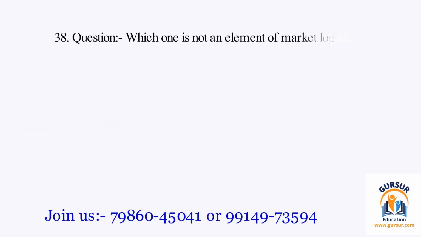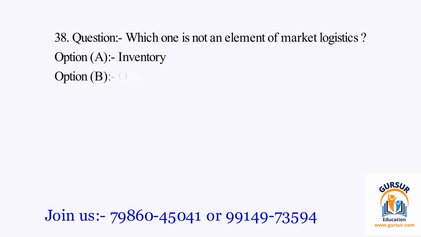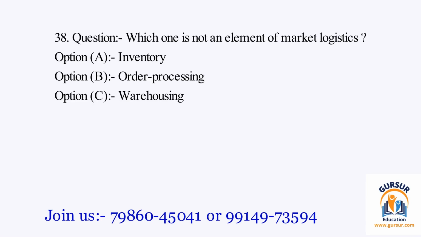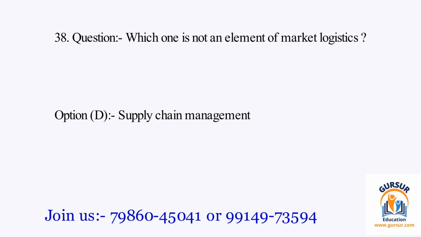Question number 38. Which one is not an element of market logistics? The option A is inventory. The option B is order processing. The option C is warehousing. The option D is supply chain management. The right answer of the question is option D, and that is supply chain management.